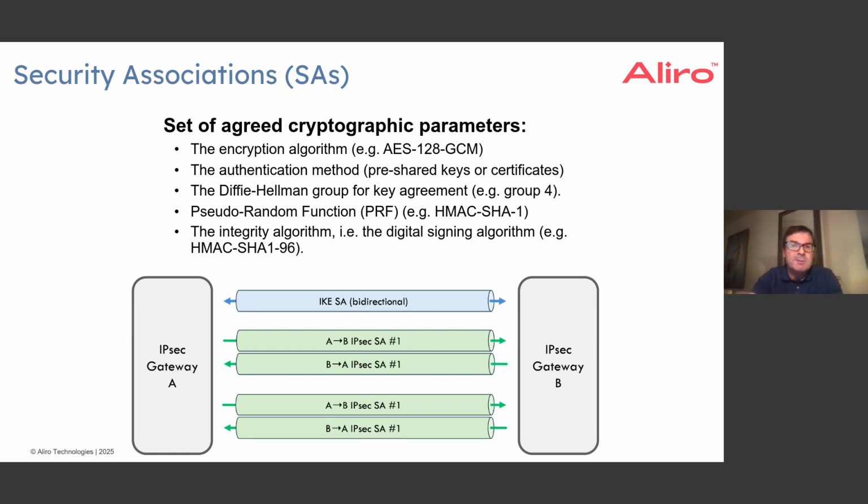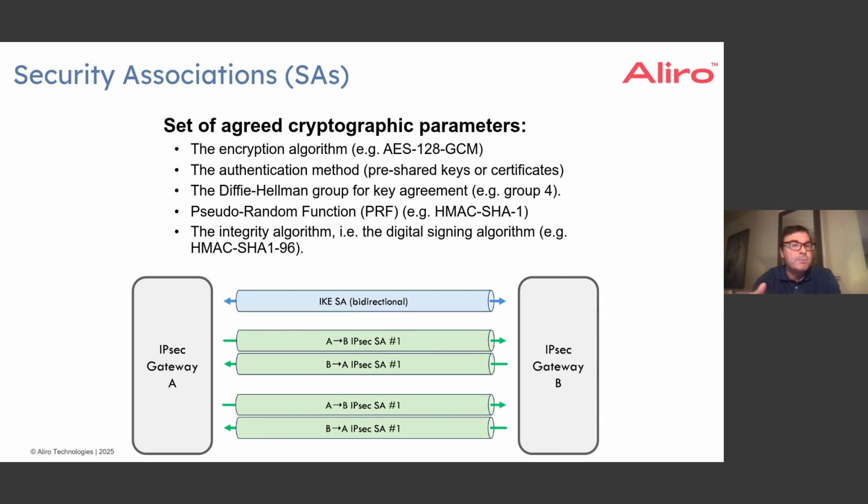The concept of a security association is very important in IPsec. A security association is a set of cryptographic parameters agreed upon between the two communicating IPsec gateways. This set of negotiated cryptographic parameters includes the encryption protocol, the authentication mode, the Diffie-Hellman group, the pseudo-random function that's used for deriving keys, and the integrity algorithm that's used for generating digital signatures. And I'll cover each of these concepts in more detail later on.